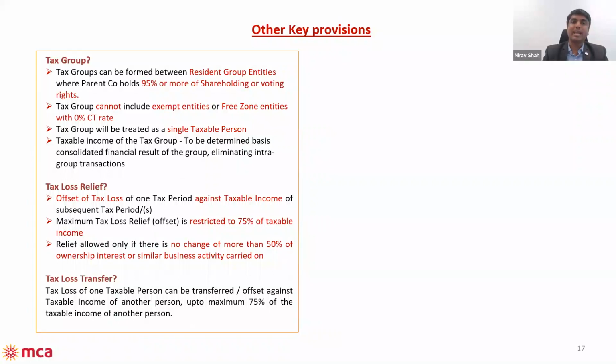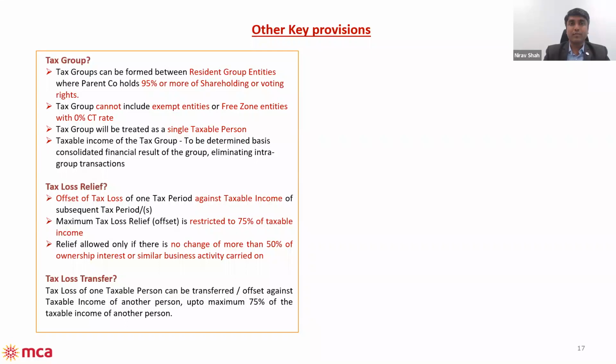Balance what remains can be carried forward, and there is no time limit to carry forward the tax loss. So it can be carried forward for an indefinite period. The only condition is that the shareholding of the taxable person or an entity remains at least 51% the same throughout the period. That means from the period when the tax loss was incurred up to the period when the tax loss has been set off.